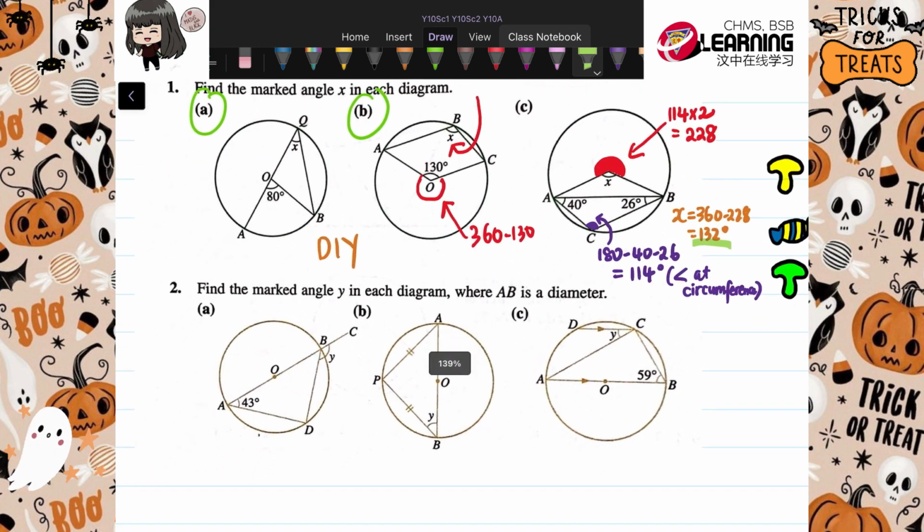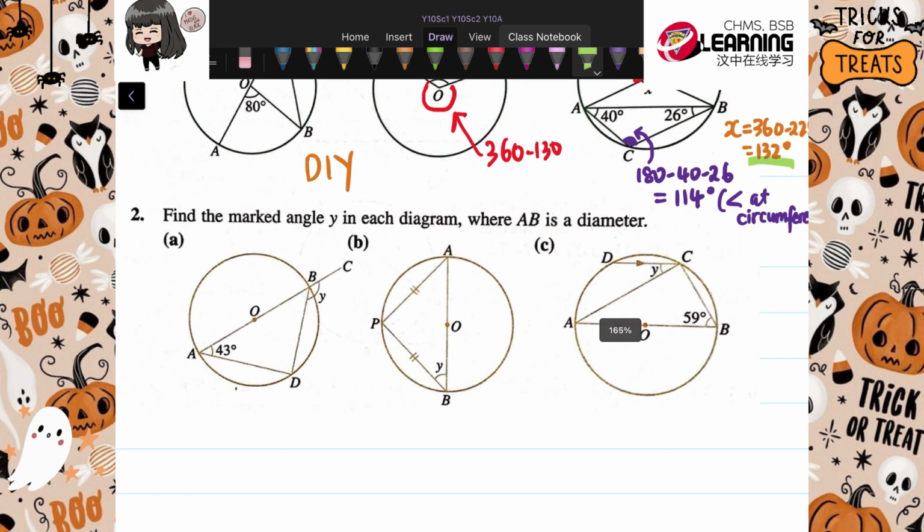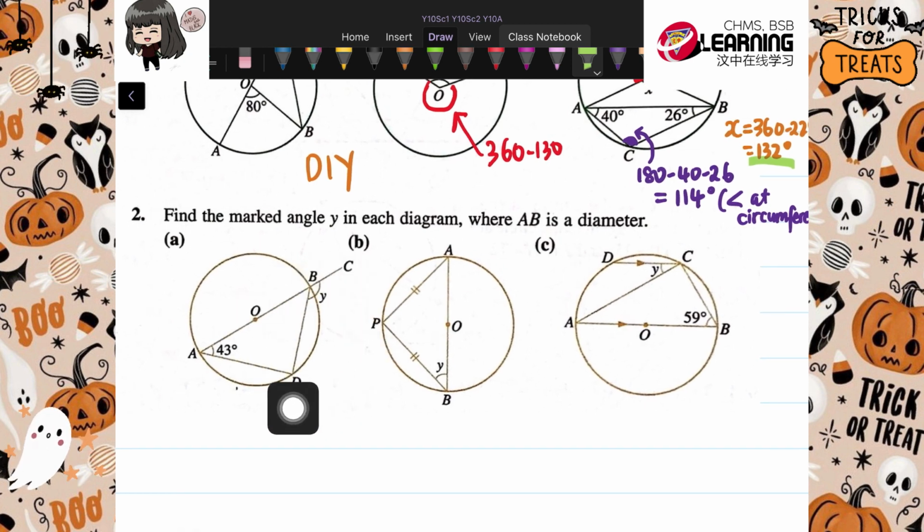For number 2, it's all about the angle in a semicircle. The angle in a semicircle is 90 degrees. Can you identify the 90 degrees for this ABC? I'll give you a few seconds to figure it out. Where is the 90 degree angle in a semicircle? I'll let you know. This is 90. This is also 90. This is also 90. So these are angles in a semicircle. 2A, you do on your own, and B also on your own.